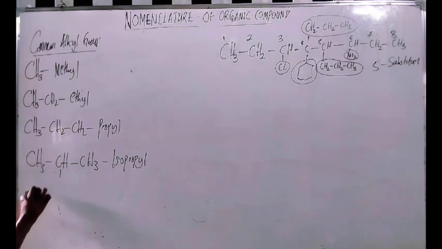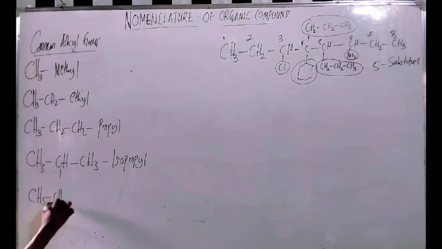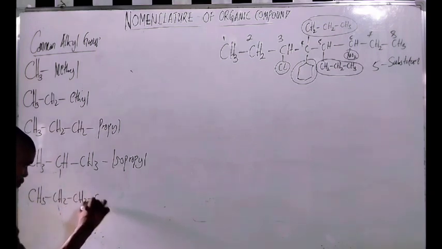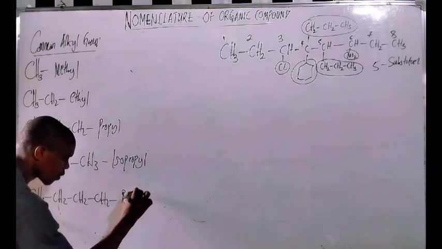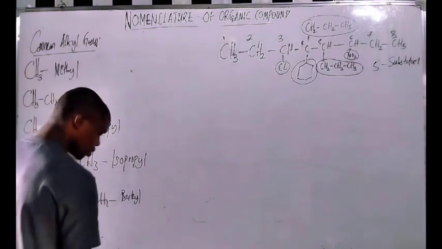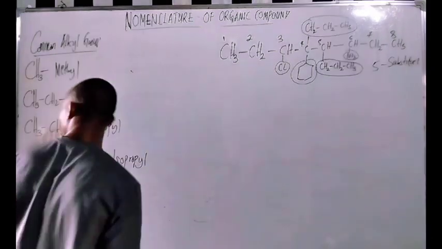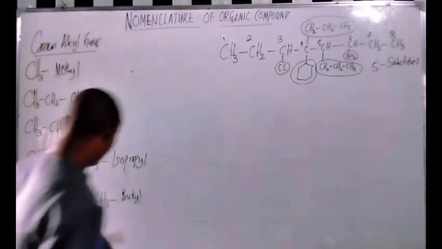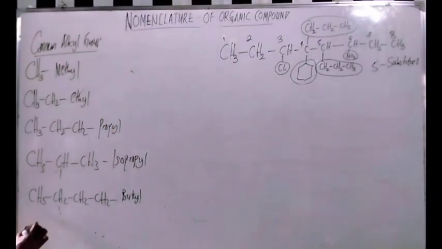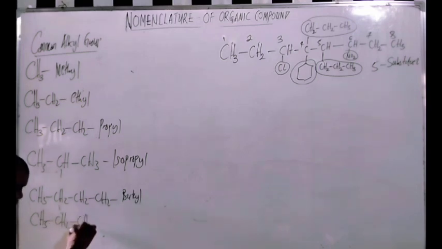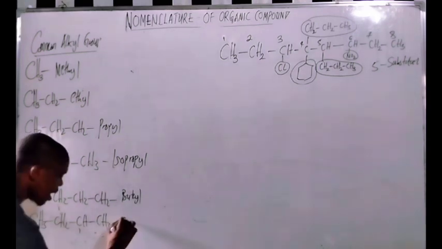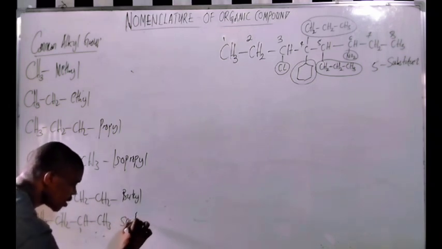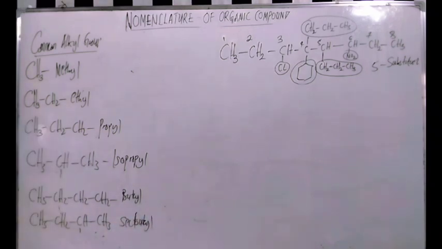Now here we have CH3, CH2, CH2, CH2. Here we have butyl. Now here we have CH3, CH2, CH, CH3. Here we have sec-butyl. Sec what? Butyl. It's okay.